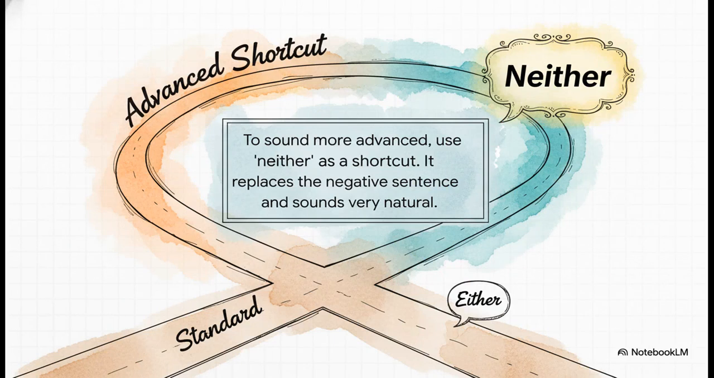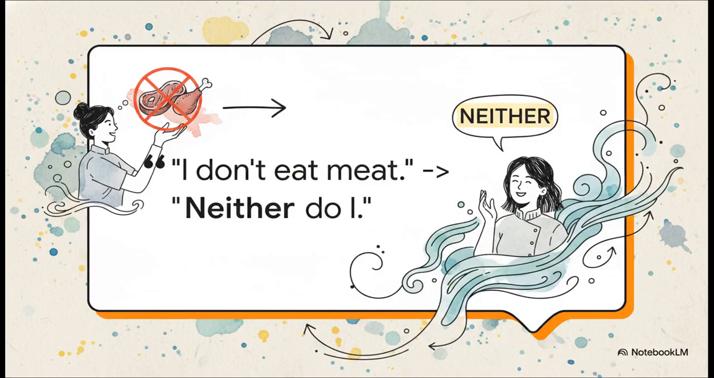That's fantastic. But now, if you really want to level up, if you want to sound even more fluent, let's talk about the neither shortcut. So look what happens here. Instead of saying the whole long sentence, I don't eat meat either, you can use neither as this awesome little shortcut at the very beginning. I don't eat meat. Neither do I. See how clean that is? It's short, it's fast, and it sounds incredibly natural.